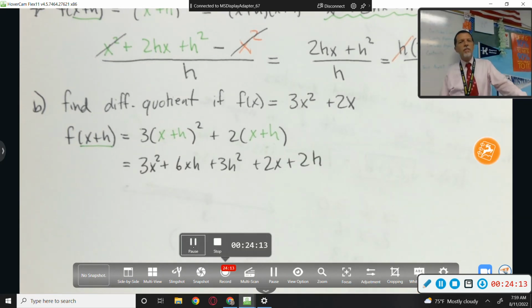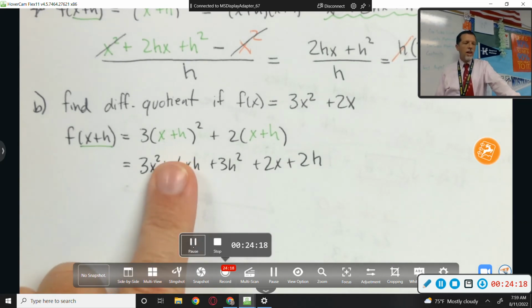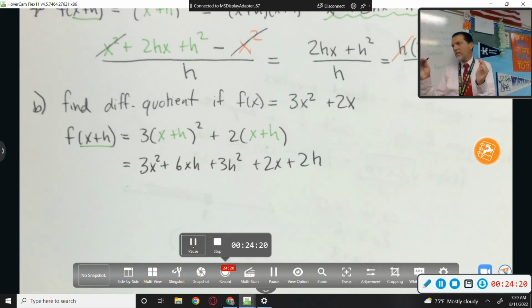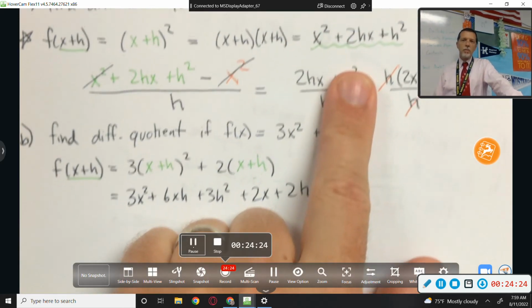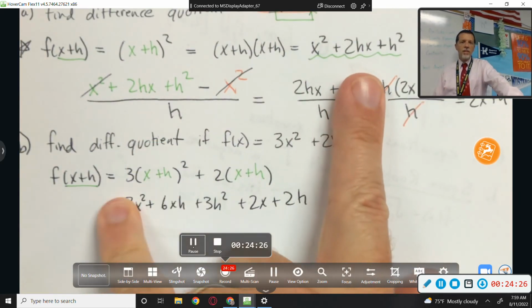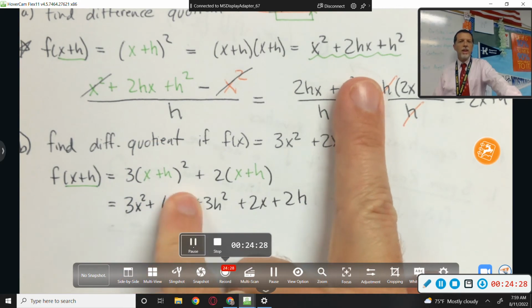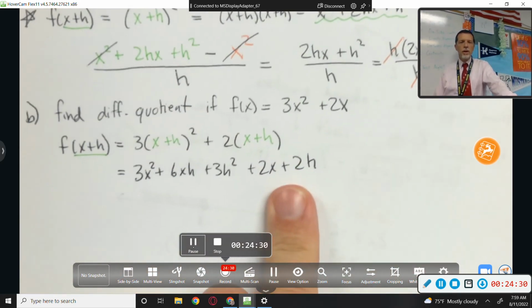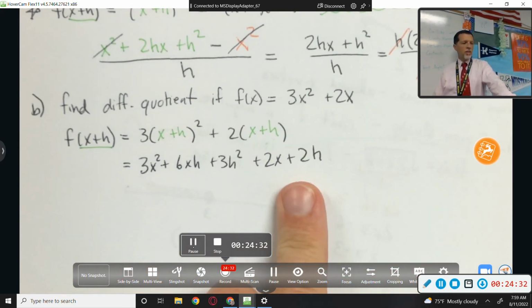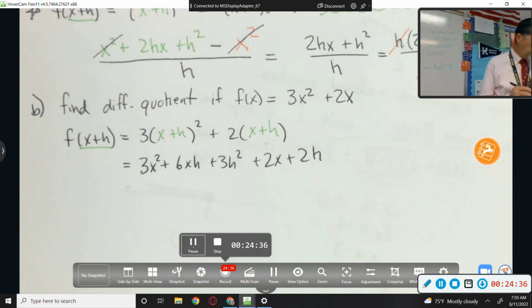Okay, so there's f of x plus h. I didn't show a whole lot of work there, but I feel like I've foiled x plus h enough times that I know what that is. I could also look up at that previous problem and see it. And then distributed 3 to everybody. Distribute the 2 to everybody. So it's like I'm a third of the way through the problem now. That's the f of x plus h.